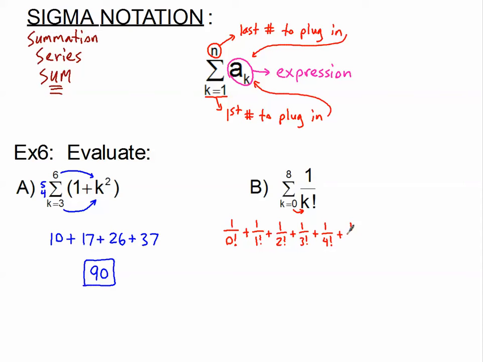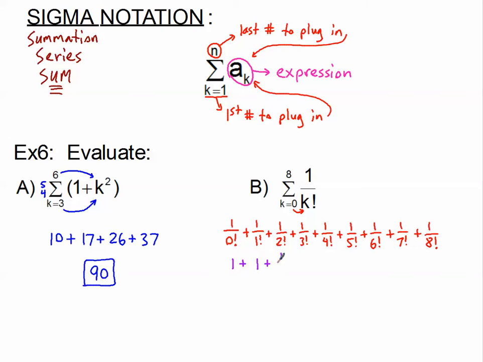So let's write all of these down. We got 5 factorial, 6 factorial, 7 factorial, and 1 over 8 factorial. So there are our 9 terms. 1, 2, 3, 4, 5, 6, 7, 8. We do have 9 terms. Now let's see what all of these terms are so we can add them together. So 1 over 0 factorial, remember 0 factorial is defined as a 1, so this is 1 over 1. And this is actually also 1 over 1.